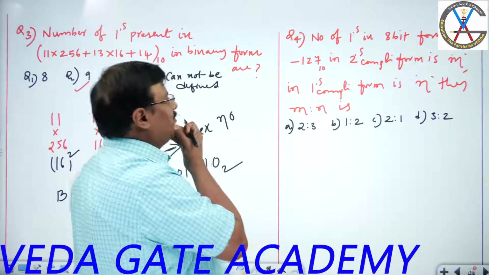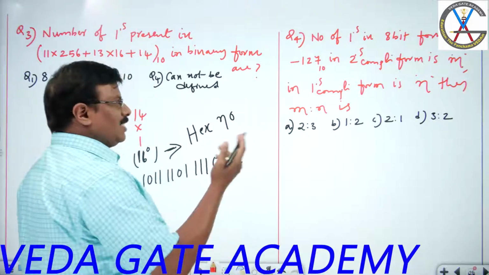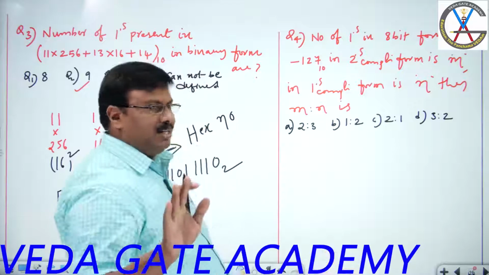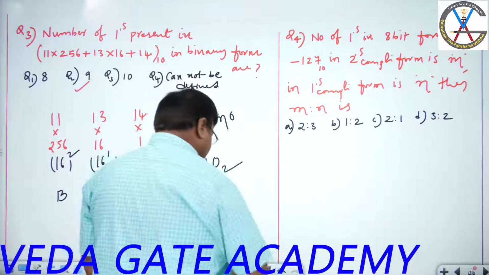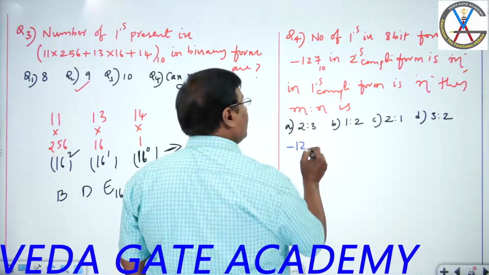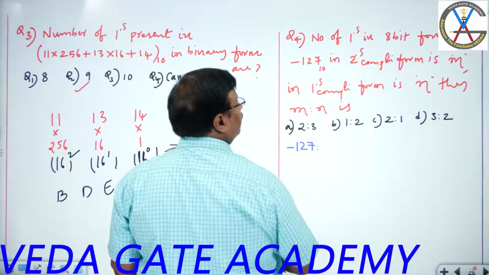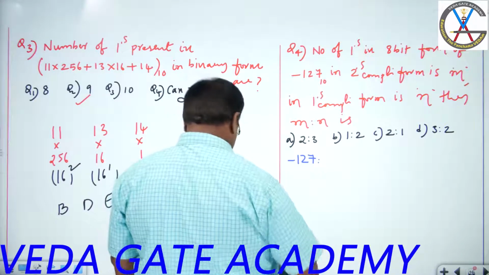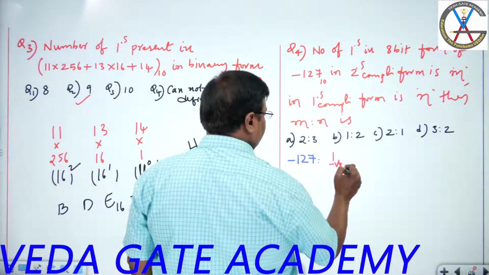Number of ones in the 8-bit form of minus 127 in 2's complement form is m. And in 1's complement form is n. m is to n is. So firstly, minus 127, we have to write in 1's complement and 2's complement. Write on that. Minus 127. First write in binary form. Sign bit is 1, no? Then the remaining.